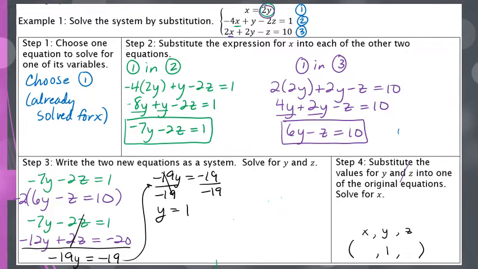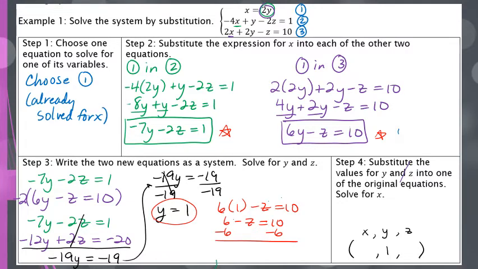Now I'm going to take this y value and I'm going to plug it back into either my purple or my green one, and that's going to give me my z value. I'm going to choose the purple one just because it has fewer negatives. So it would be 6y minus z equals 10. So I have 6 minus z equals 10. I'm going to subtract 6 on both sides. So I have negative z equals 4. And then I'm going to divide both sides by negative 1. So my z value is negative 4. So now I have 2 of my 3 answers.